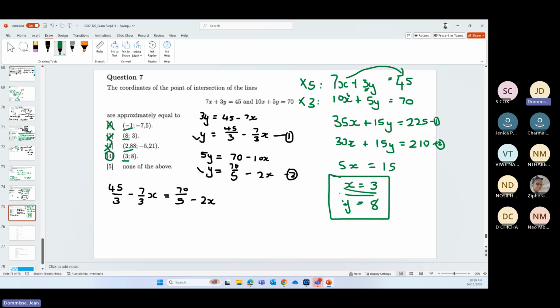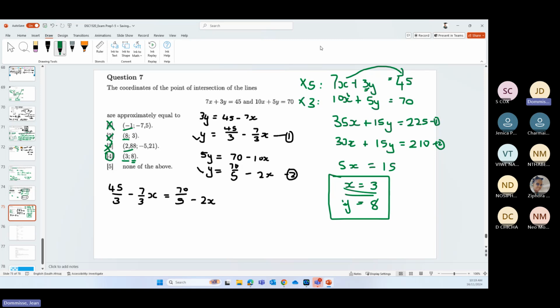Please don't make these mistakes that I'm making today in your exam. X is 3, y is 8. Option 4 is the correct one. If you've done it like I did, you put it into the wrong one, you might want to say none of the above. But yeah, please don't. This is just silly mistakes at the moment that I'm making.